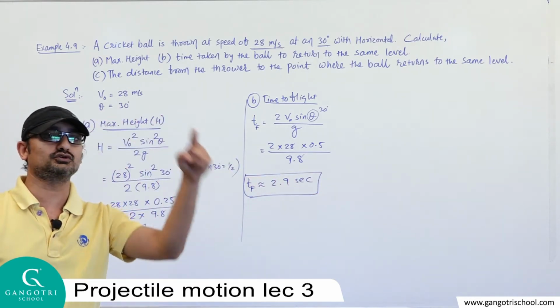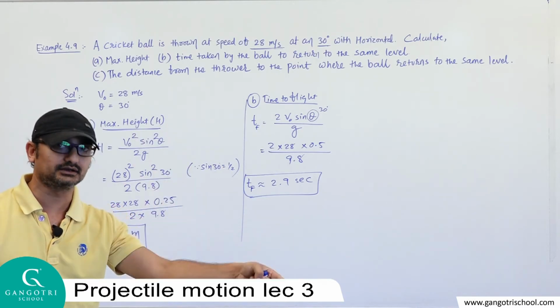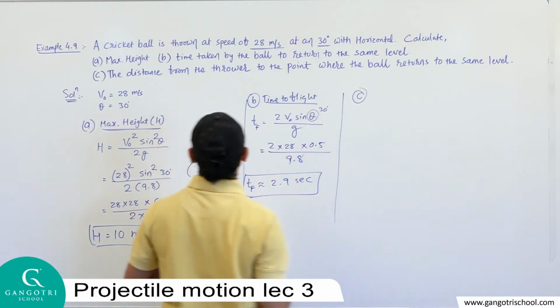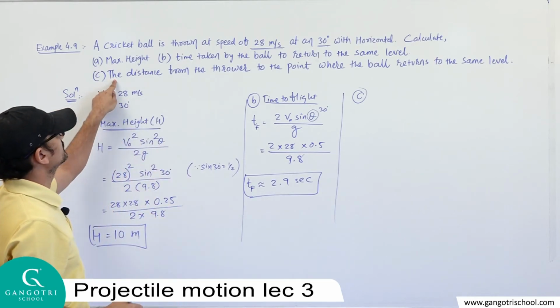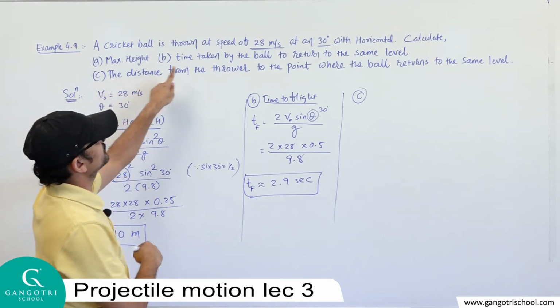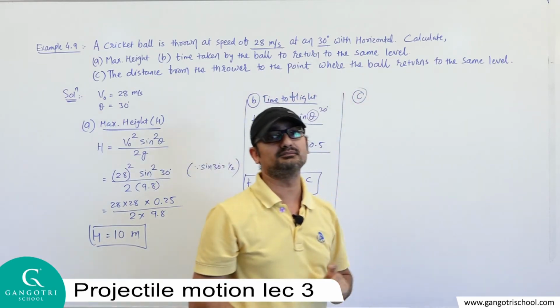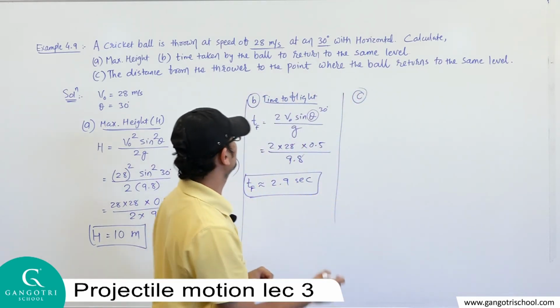2.9 seconds is the total time taken by the ball to return to the ground at the same level. Now question number C. Let's read it first. The distance from the thrower to the point where the ball returns to the same level means they ask us to find the range.